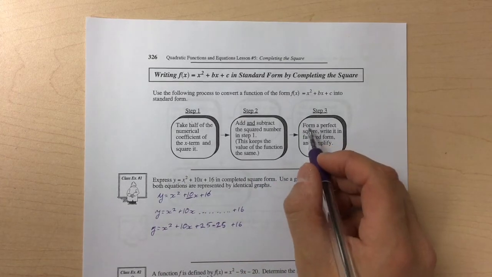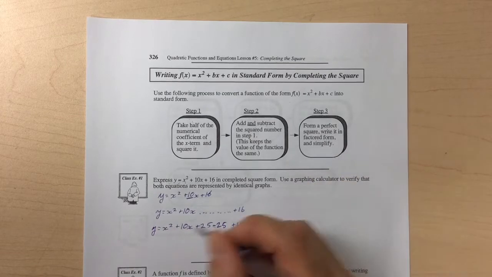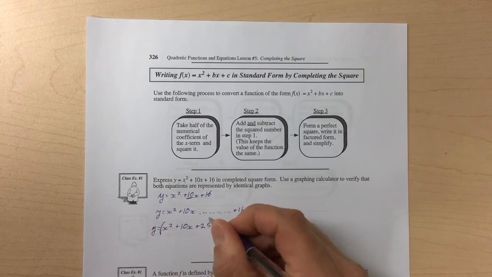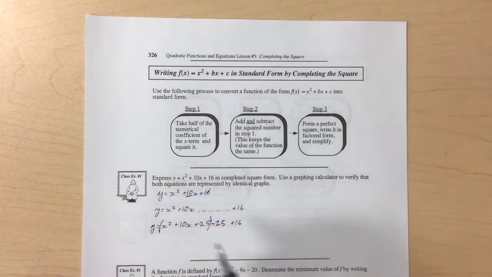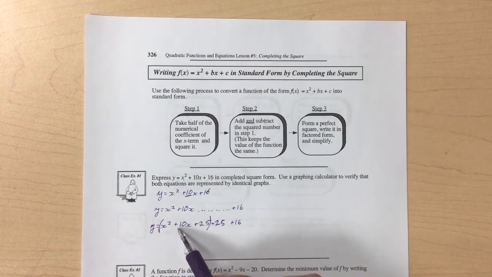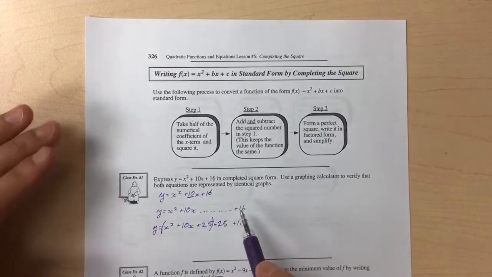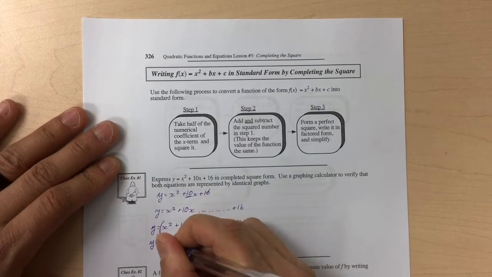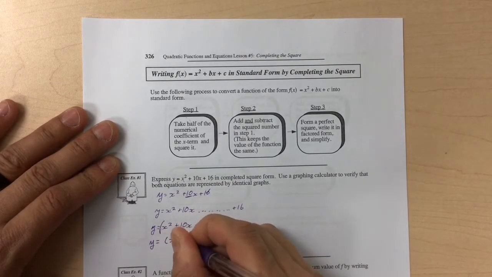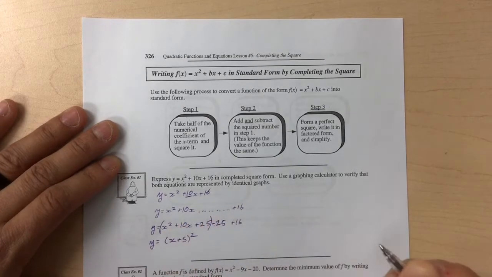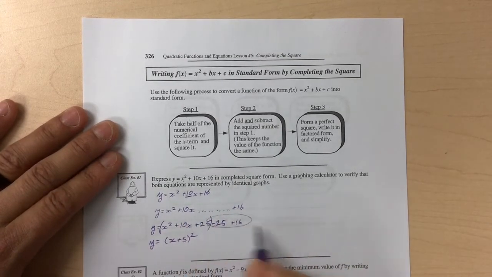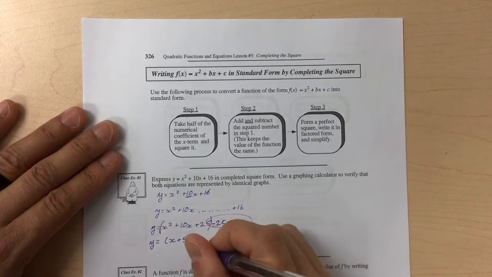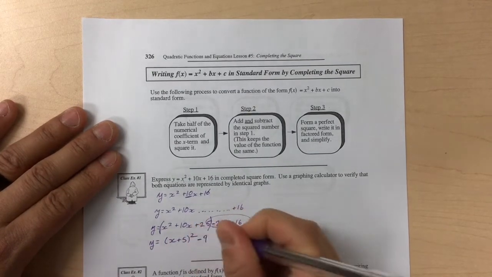The last step is to form a perfect square, but we want to write it in factored form, and then we want to simplify. So I'm just going to put brackets around my perfect square. So here's my perfect square, x squared plus 10x plus 25. However, we want to write this in factored form. So y is equal to x plus 5 squared. And then we want to simplify what's outside of my brackets. So negative 25 plus 16 would leave us with minus 9.